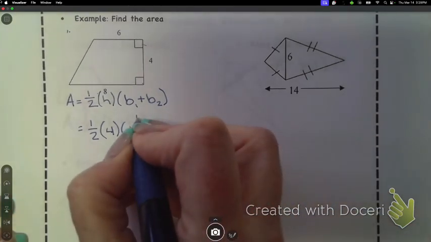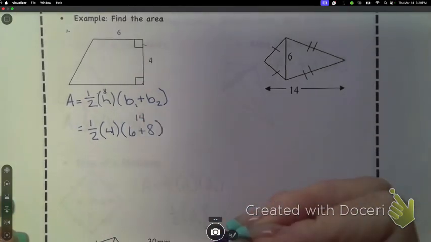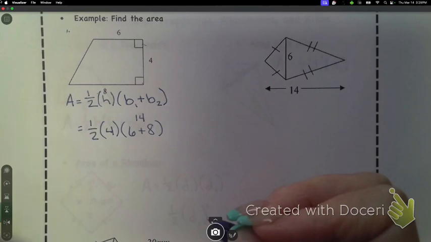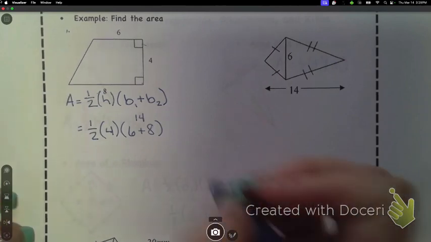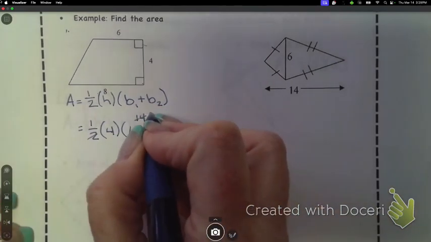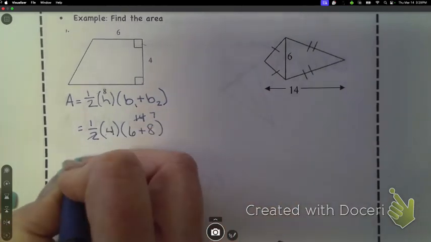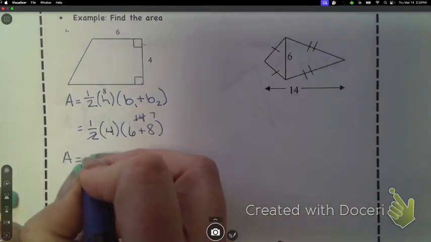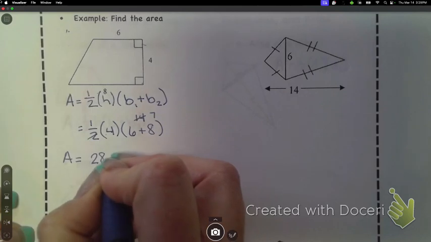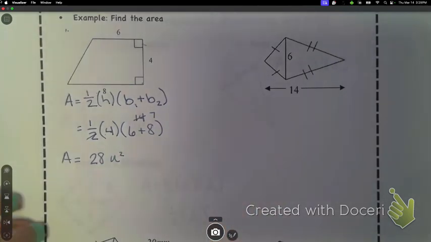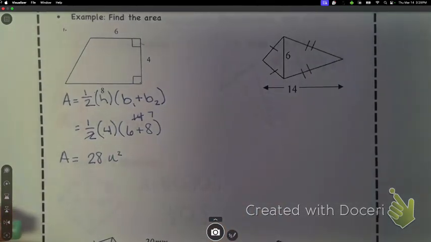So this is 14. You want half of 4 or half of 14? 14, so half of 14 is 7. 7 times 4 is 28. And we don't have any units on that one, so we're going to put units squared.